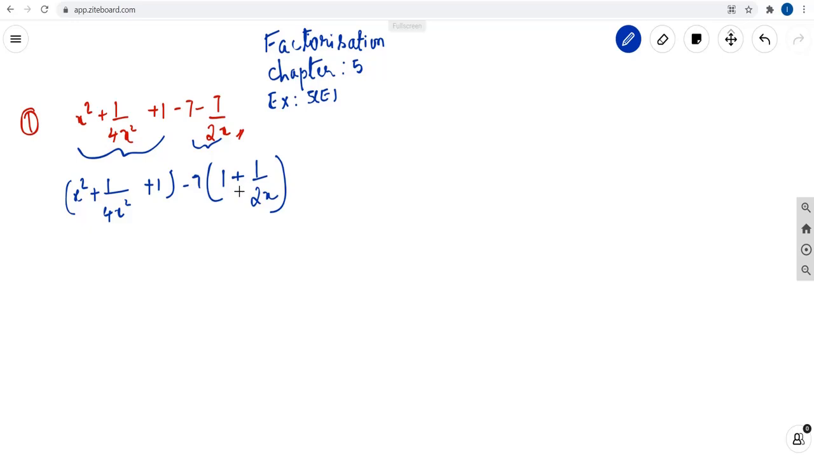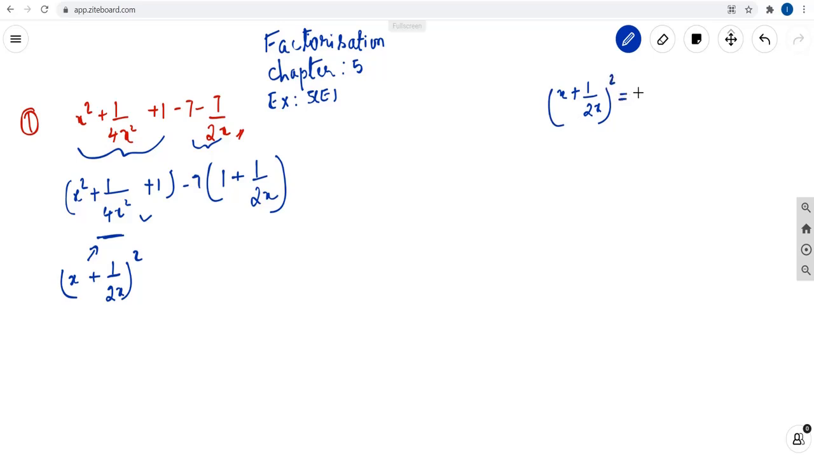Now if you see this, it is in the form of a plus b whole square. So I can write it as x plus 1 by 2x, whole square. This is nothing but a plus b whole square. If I expand this using the formula a plus b whole square, I'm going to get the same thing. If you want, I'll expand and show you here. So x plus 1 by 2x whole square.